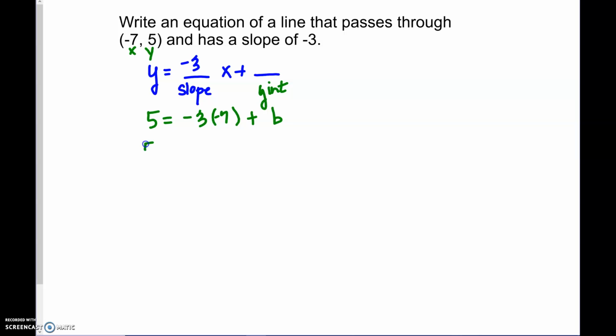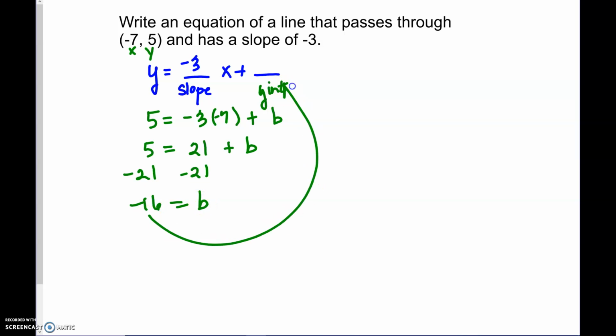So now we're going to multiply -3 times -7 and get 21. Now, how do I move 21 to the other side? Do I add 21 or subtract 21? And we get -16 for b. So go fill in the last blank and we get a -16. So our equation is y equals -3x plus a -16.